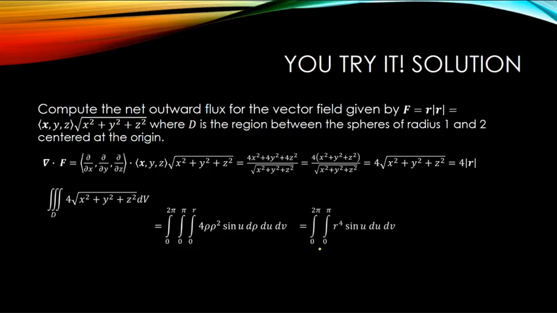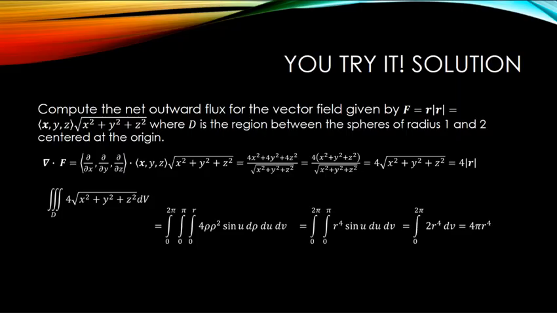This gives me the integral from 0 to 2 pi of the integral from 0 to pi of r to the 4th sine phi d phi d theta. This gives me the integral from 0 to 2 pi of 2r to the 4th d theta, which is equal to 4 pi r to the 4th. This is the flux for a solid sphere.